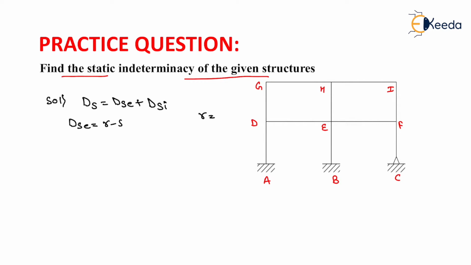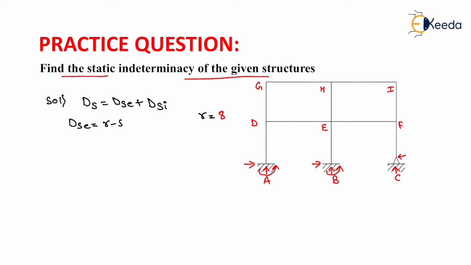Now due to fixed support at A and B, there will be three reactions, that is one vertical reaction, one horizontal reaction and one moment. Similarly, one vertical reaction, one horizontal reaction and one moment. Now due to hinge support at C, there will only be two reactions, that is vertical reaction and horizontal reaction, because moment equals 0 at a hinge support. Now the total number of reactions will be equal to 3 plus 3, that is 6, plus 2, 8.